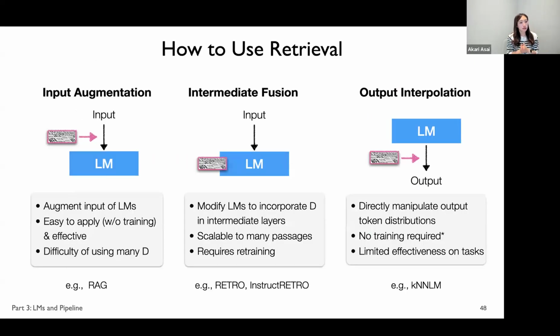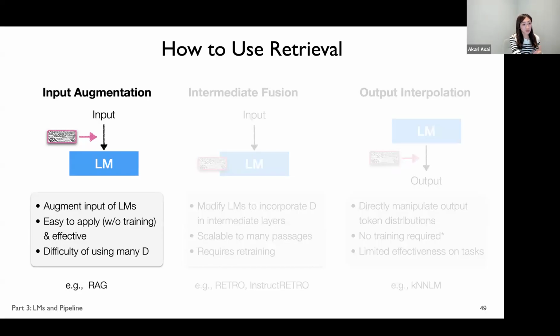So I would classify those different retrieval augmented language models into three different categories. The input augmentation is the retrieval augmented generation scenario where we simply append retrieved documents to the original input. The intermediate fusion means that we incorporate the retrieved documents in the intermediate or hidden layers of the transformer. And the last one is output interpolation, where we directly manipulate the output token distributions. And today I will mostly focus on input augmentation, but towards the end I will briefly mention the intermediate fusion approach and also the output interpolation approach.